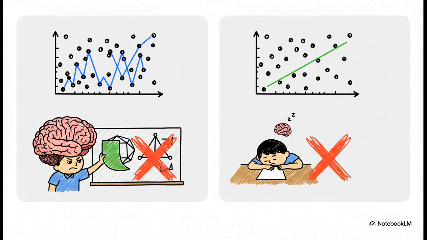On one hand, you have overfitting. This is when your model is like a student who just memorized the answers to the practice test. It gets a perfect score on stuff it's already seen, but completely fails on any new questions. The opposite is underfitting. That's like the student who didn't study at all and can't even answer the basic questions. The goal is to land right in that sweet spot in the middle.